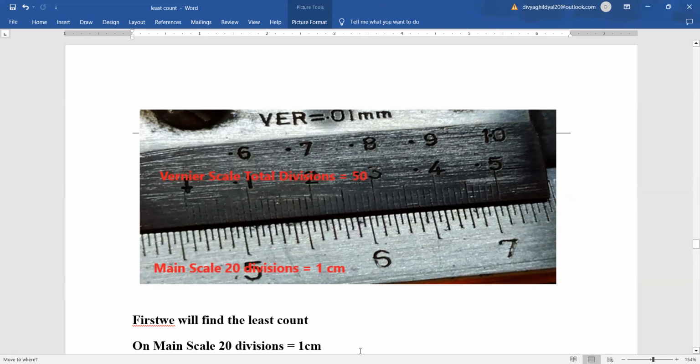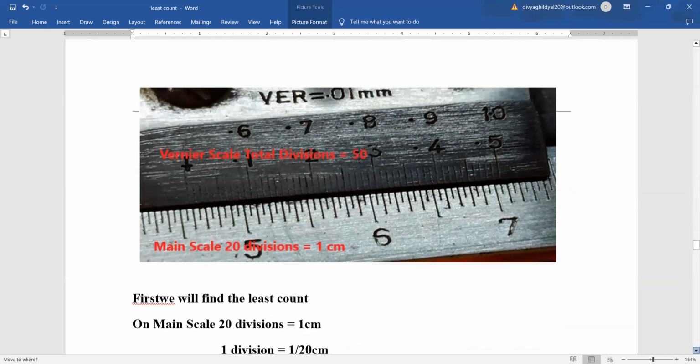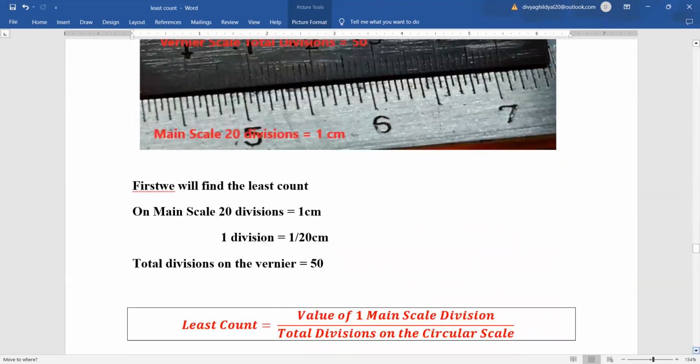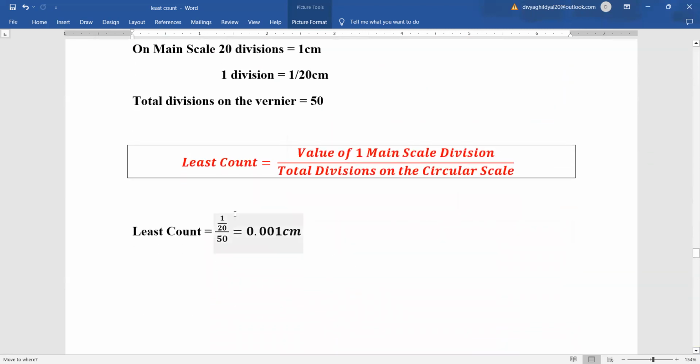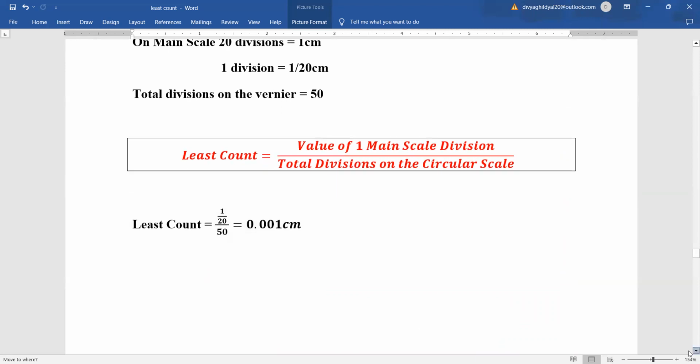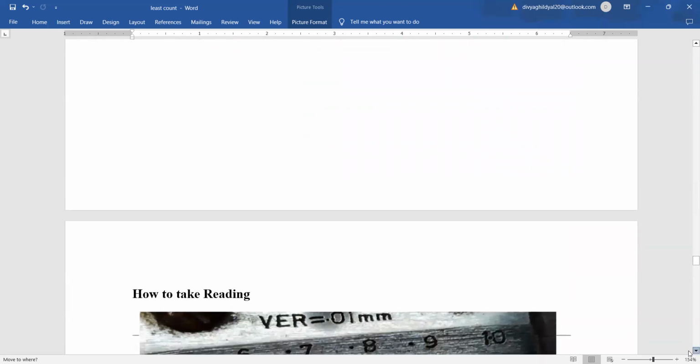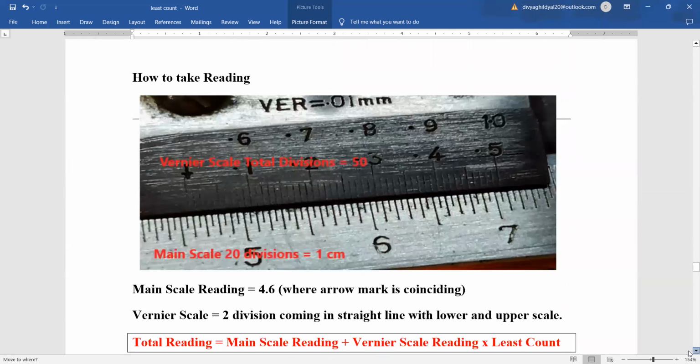So now for the main scale, 20 divisions are showing 1 centimeter. So one division is showing 1 upon 20 centimeter. And total divisions on the vernier are 50. So my least count becomes value of one main scale division, that is 1 upon 20, divided by total divisions on the vernier. So it is equal to 0.001 centimeter.